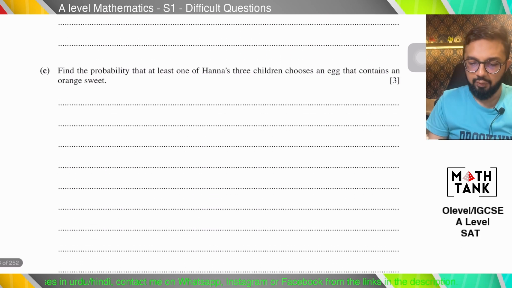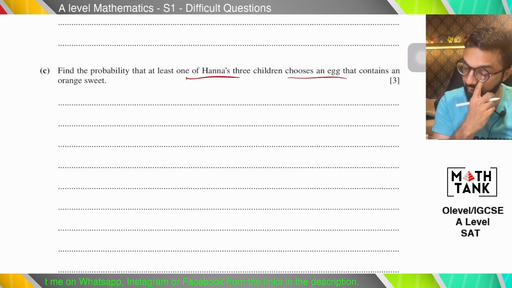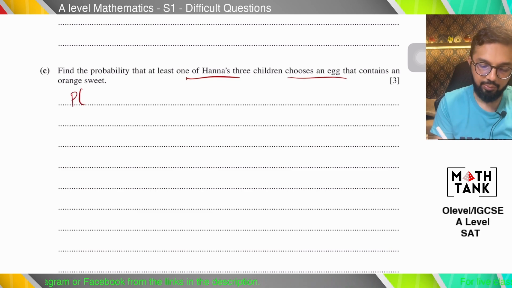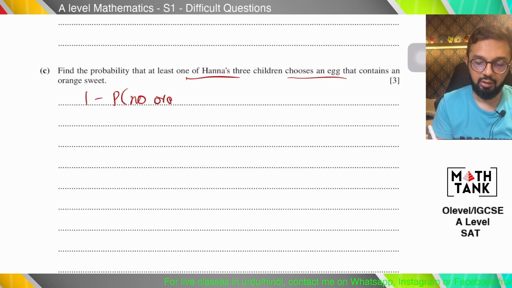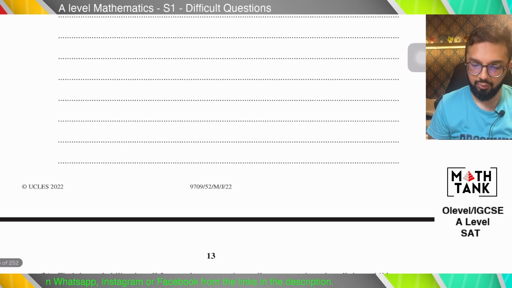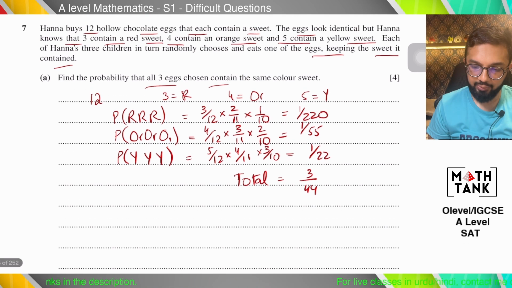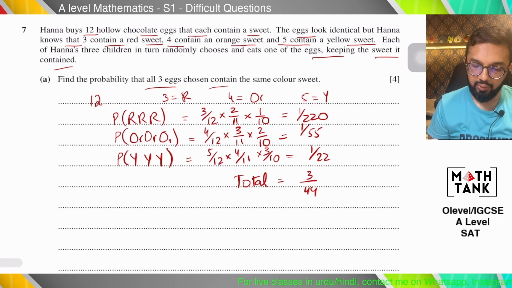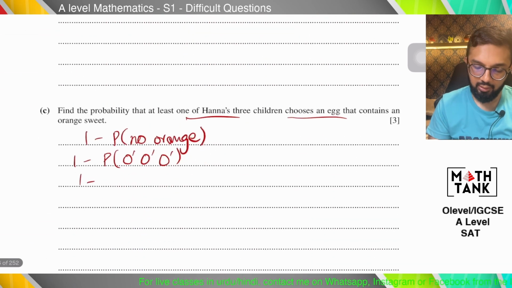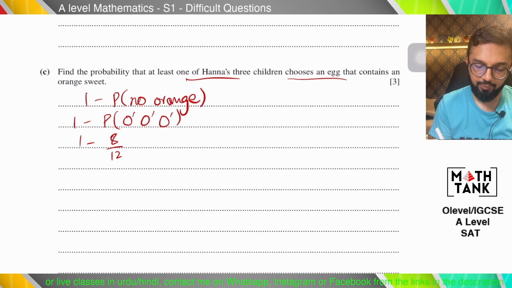Find the probability that at least one of Hannah's children chooses an egg that contains an orange sweet. So at least one orange can be done in various ways. I can say that 1 minus probability of no orange. That's the easy way of handling this question. So 1 minus probability of orange not, orange not, orange not. So how many non-orange are there? 3 and 5, 8. So 8 over 12, 7 over 11, and 6 over 10.